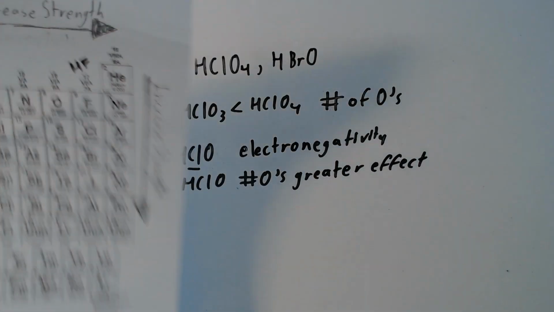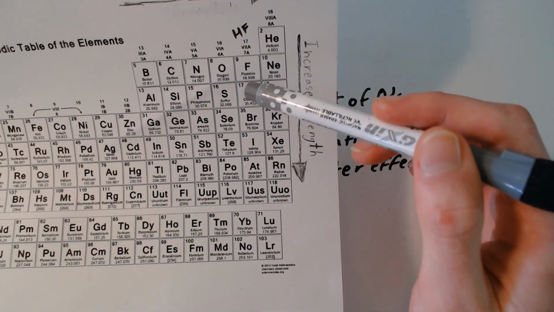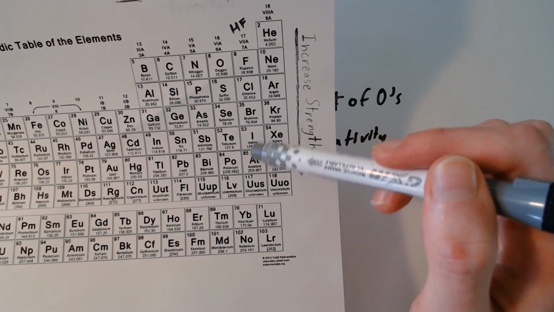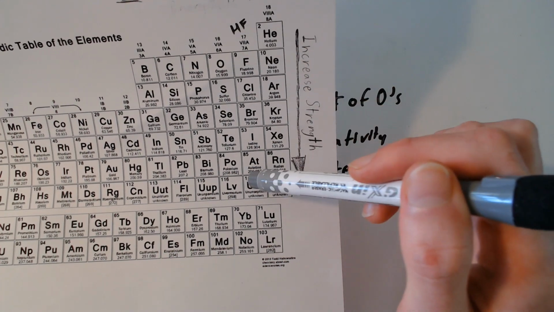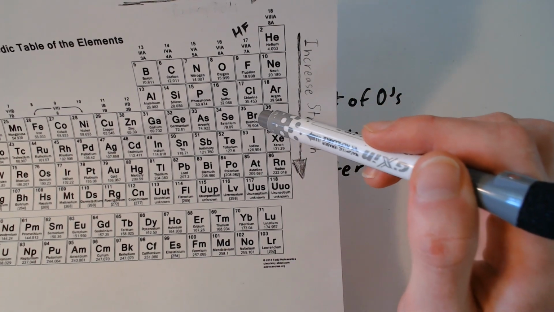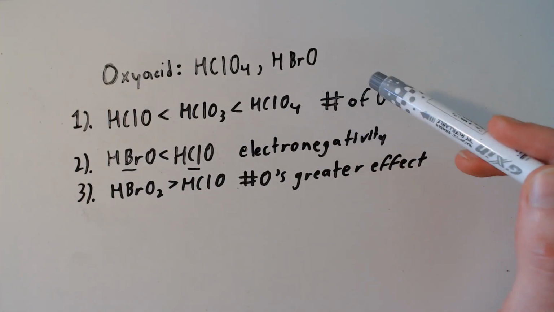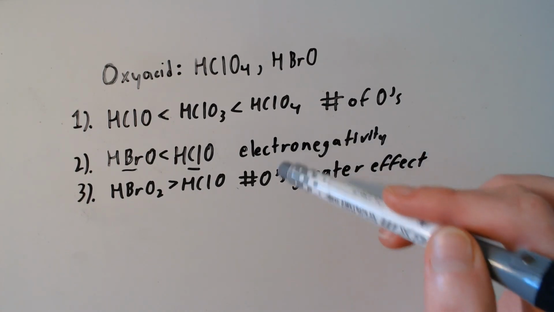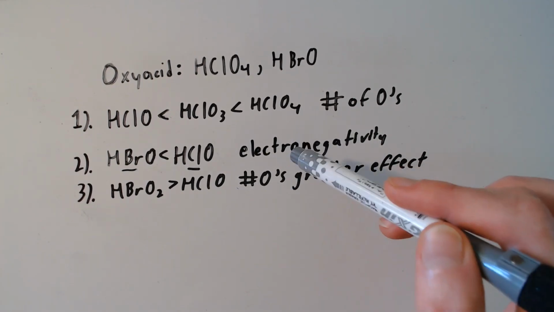And you can see why the chlorine is more electronegative than the bromine: it is because the chlorine is above the bromine in the periodic table, and we know that on the electronegativity trend, the higher the element in the periodic table, the more electronegative it becomes. So because Cl is higher than Br, Cl is more electronegative. So which effect is stronger, the number of oxygens or the electronegativity? Well, it turns out the number of oxygens has a greater effect on the oxyacid strength than the electronegativity.